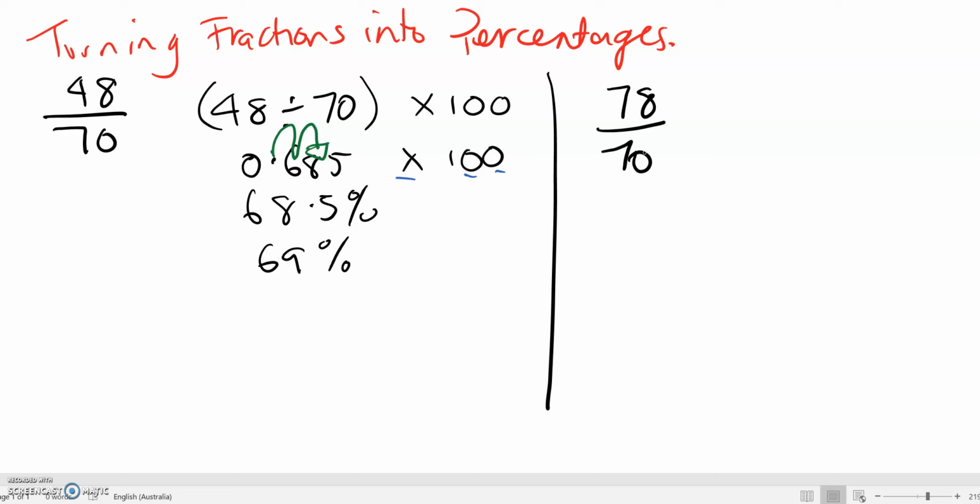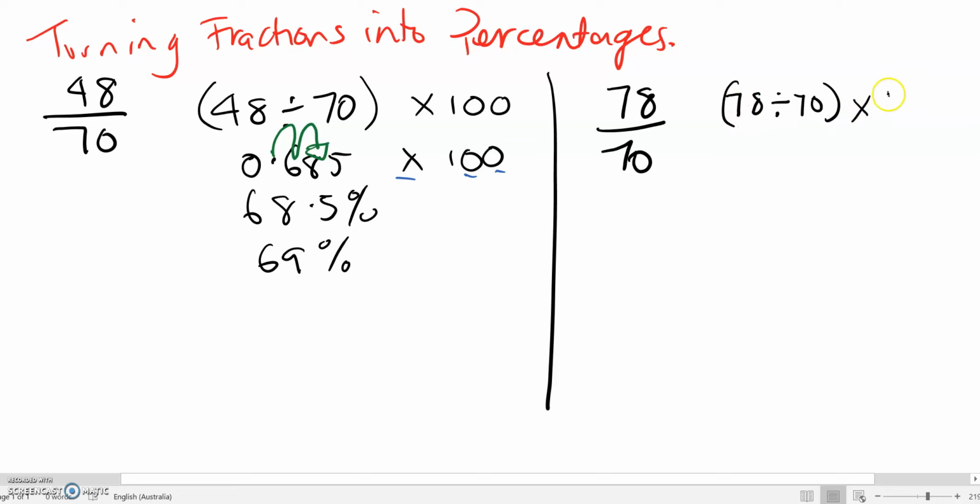So 78 over 70, we would have our top number, 78. We divide it by the bottom number, which is our 70, and again, to turn it into a percentage, multiply by 100. So 78 divided by 70 gives us 1.114. We'll just leave it at 1. We times it by 100. Because we are multiplying, we're going to move right, and we're going to move 2 places right because of the 2 zeros. So 1, 2, drop the decimal point, ends up being 111%.